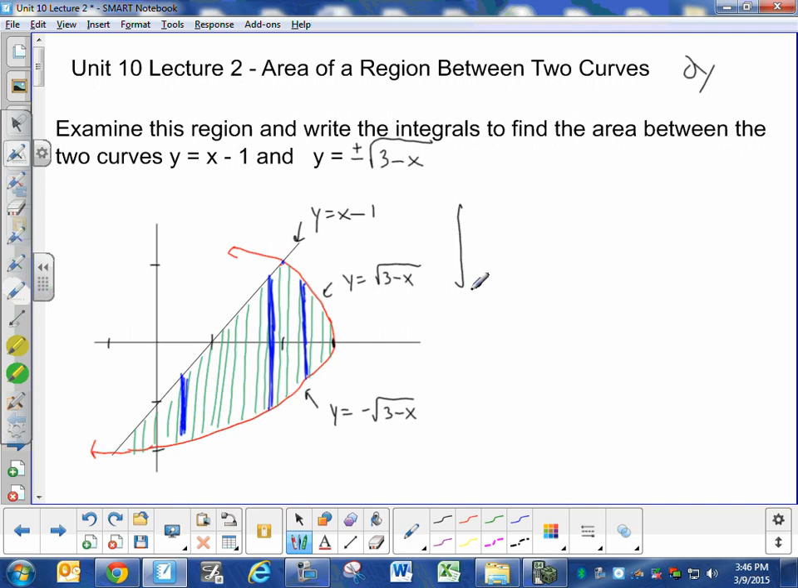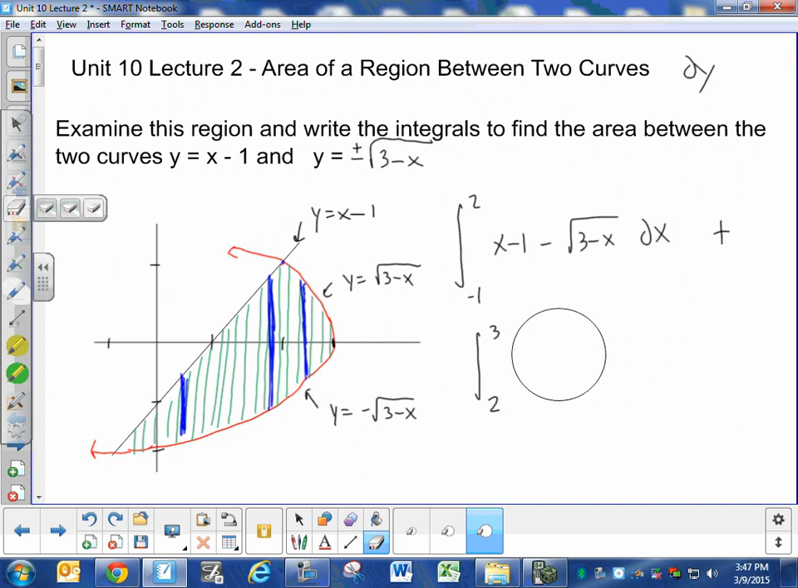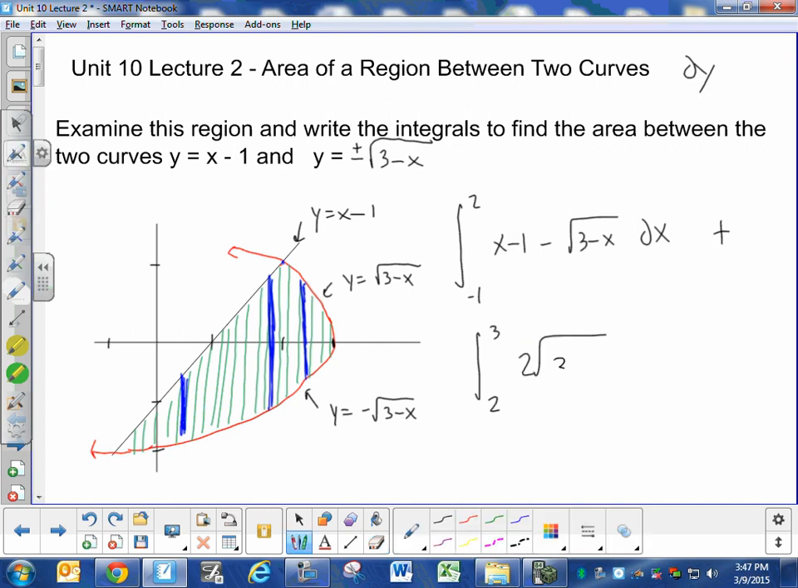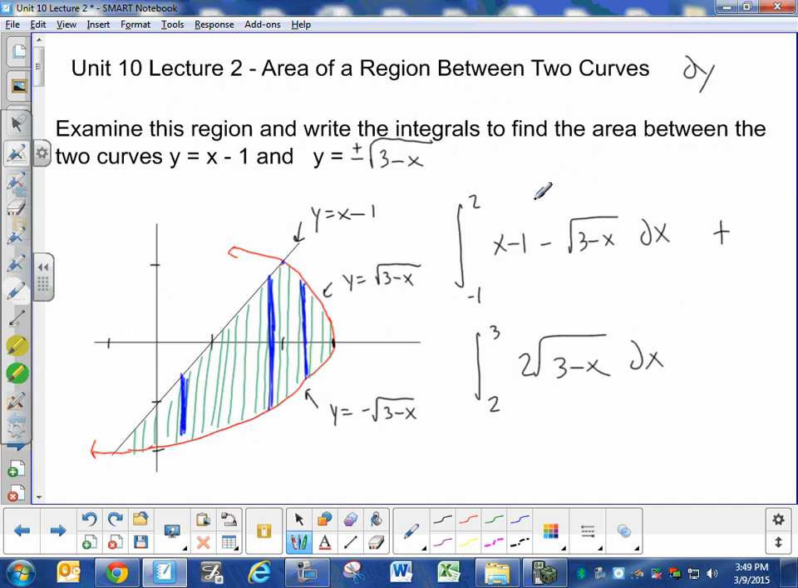And that's the minus, so I get the integral from negative 1 to 2 of the x minus 1 minus the root 3 minus x dx. And then I'm going to add the integral from 2 to 3, because that's 0, of the root 3 minus x minus the negative root 3 minus x, which you can just write as 2 root 3 minus x's. So I write this as 2 root 3 minus x. All right, now, notice this is kind of messy. This is a lot of stuff that we'd have to take the antiderivative of. And having to split this into two things because we have two different tops and bottoms, that's a problem, okay?